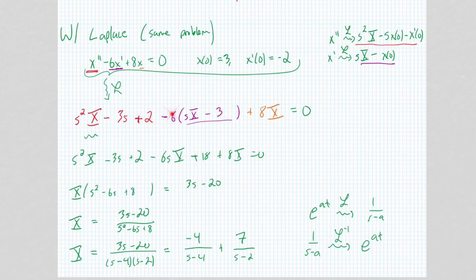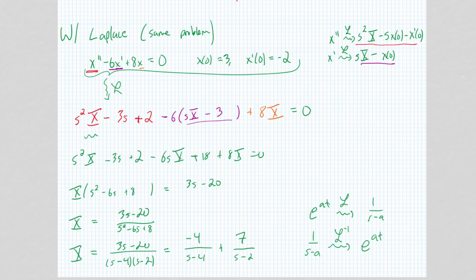Then I get minus 6, that's this, times the Laplace of x prime. The Laplace of x prime is s times big X minus x of 0. So I get s times big X minus this 3. And then I get plus 8 times what's the Laplace of x? Well, I just write a big X. And then it's equal to 0. And then I'm done with all this stuff.